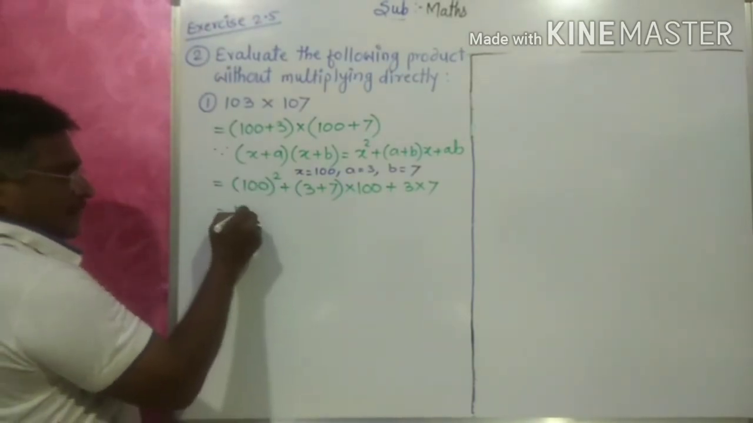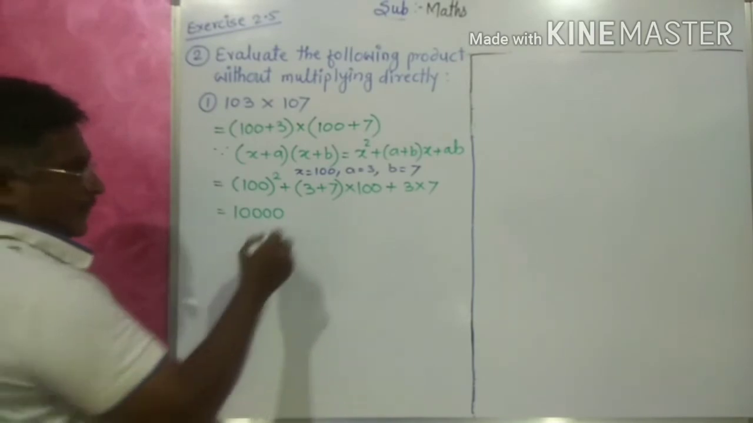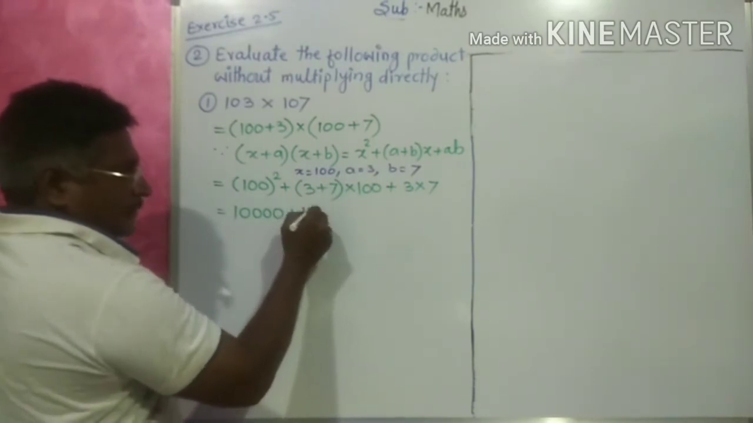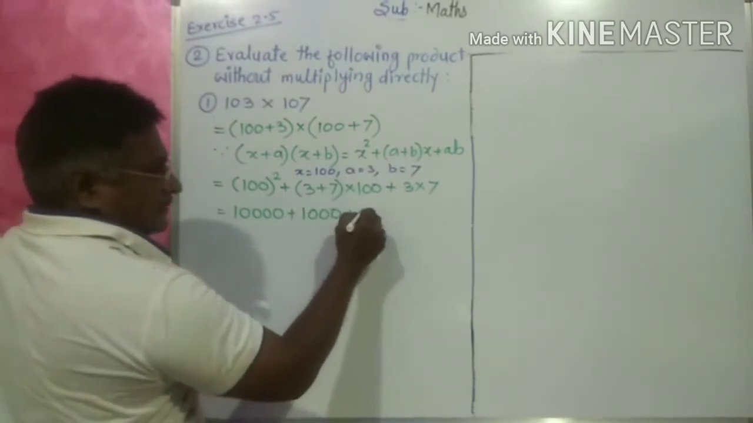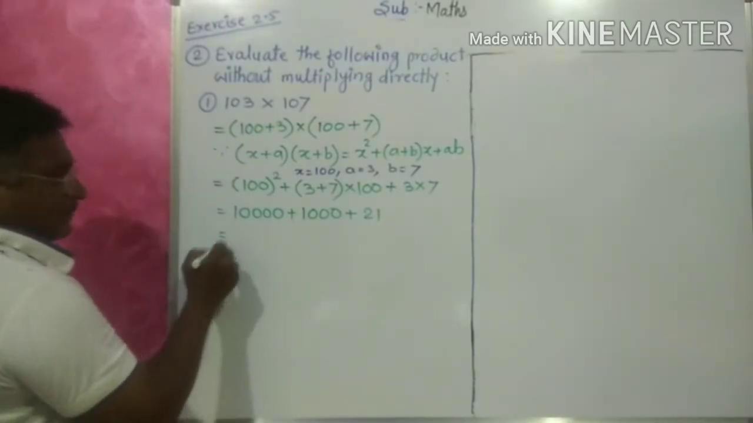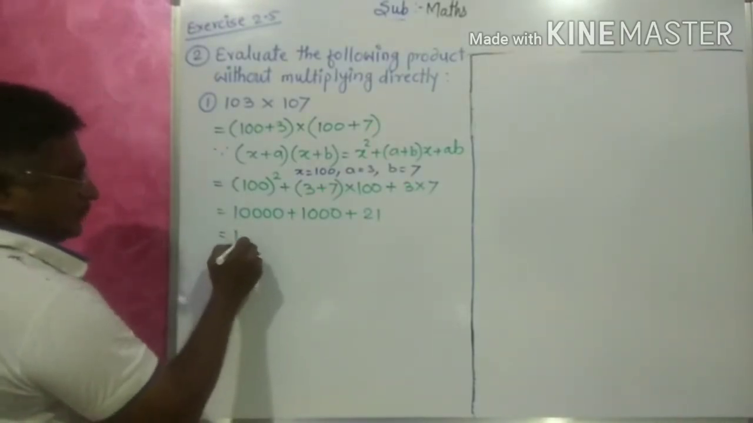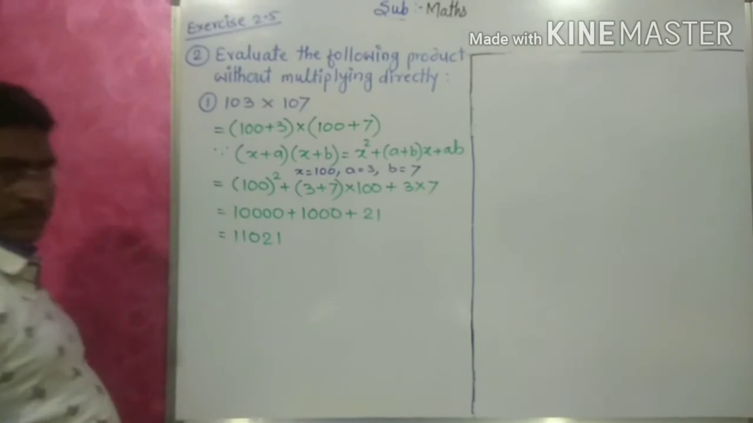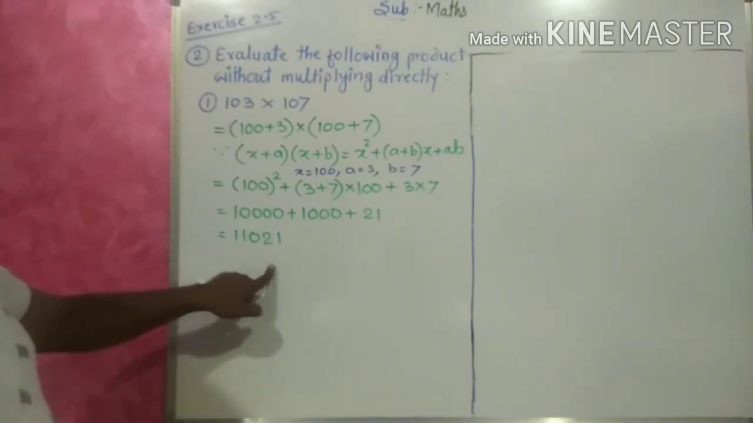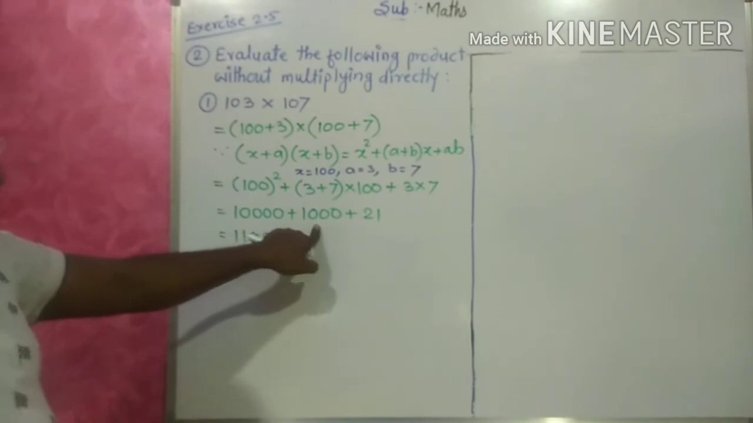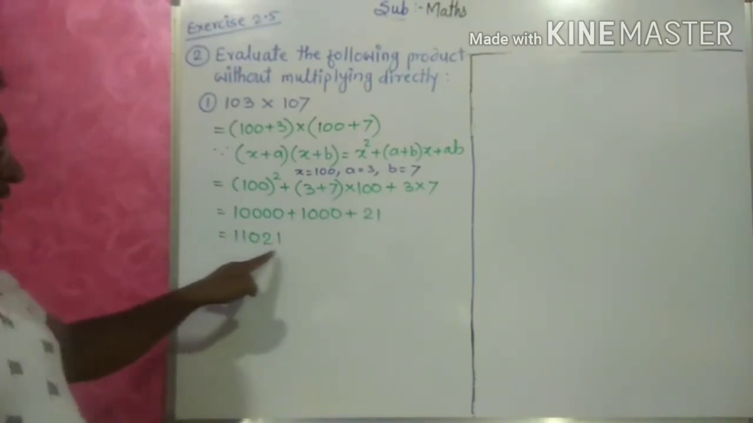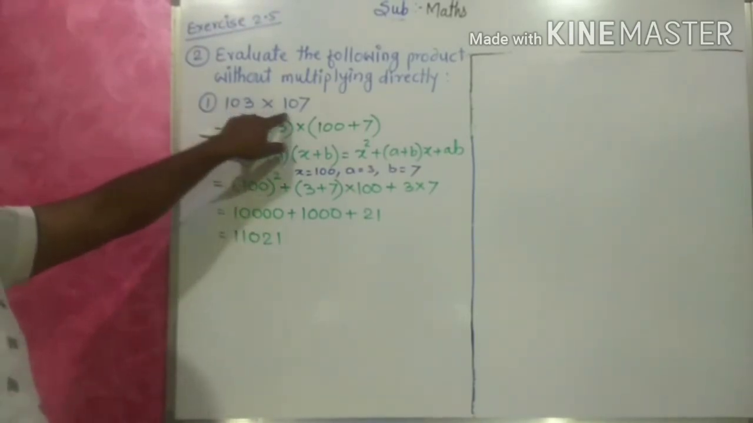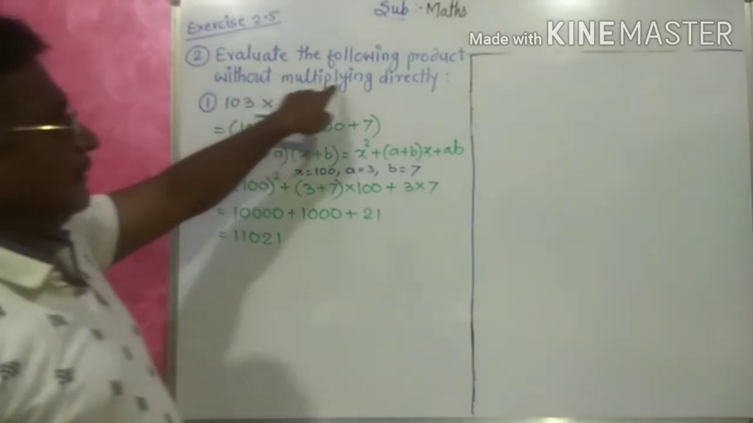100 square means 10,000, plus 3 plus 7, 10, 10 into 100, what is? 1000, plus 21. So now add them. So what we'll get? 11,021. 10,000 plus 1,000, 11,000 plus 21, 11,021. Understood, student, how to use the identity and how to find out the product without multiplying directly.